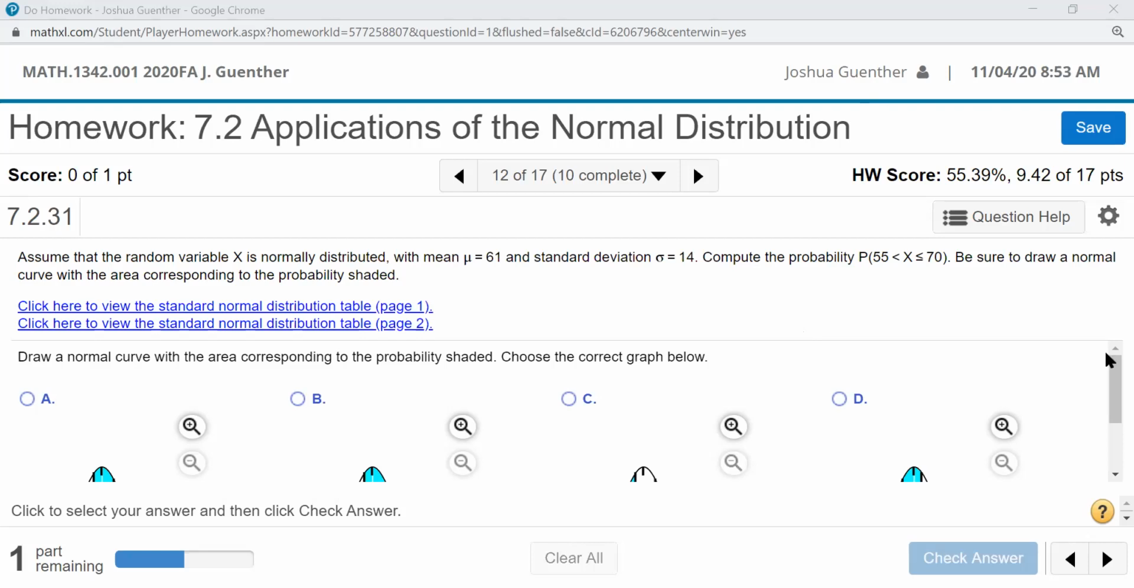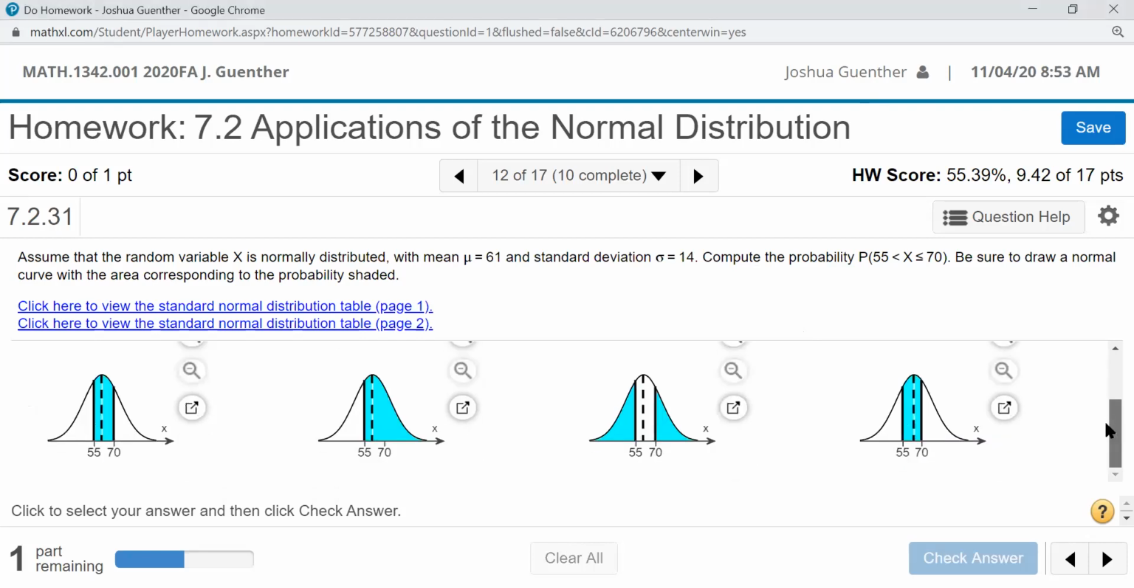So the first thing we can do is pick the chart that corresponds to that. We want the probability that X is between 55 and 70. So we need 55 and 70 to be on the chart, and we need to go and shade it.